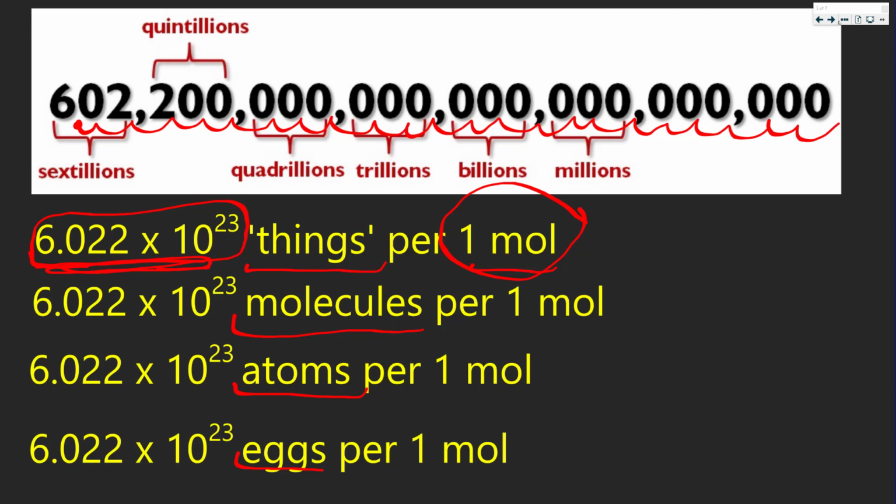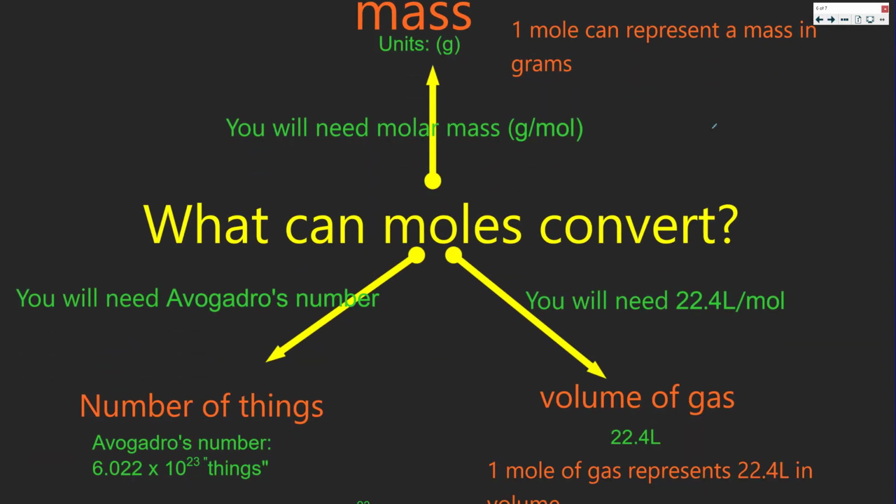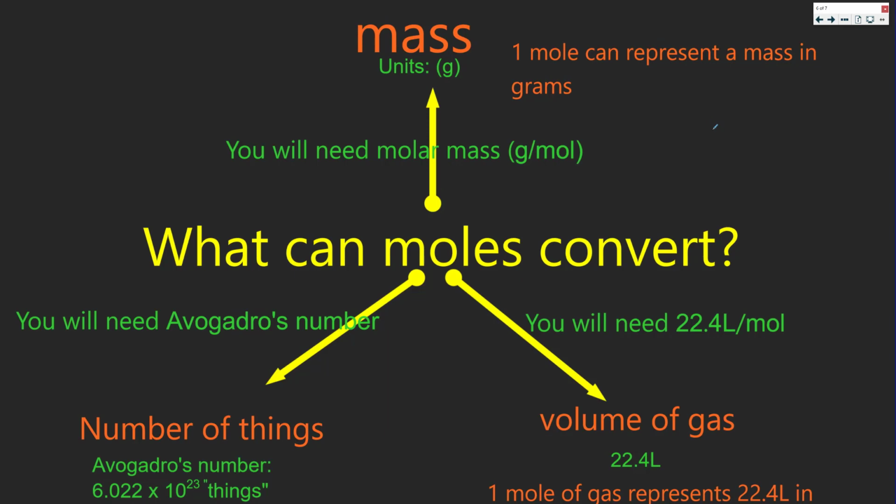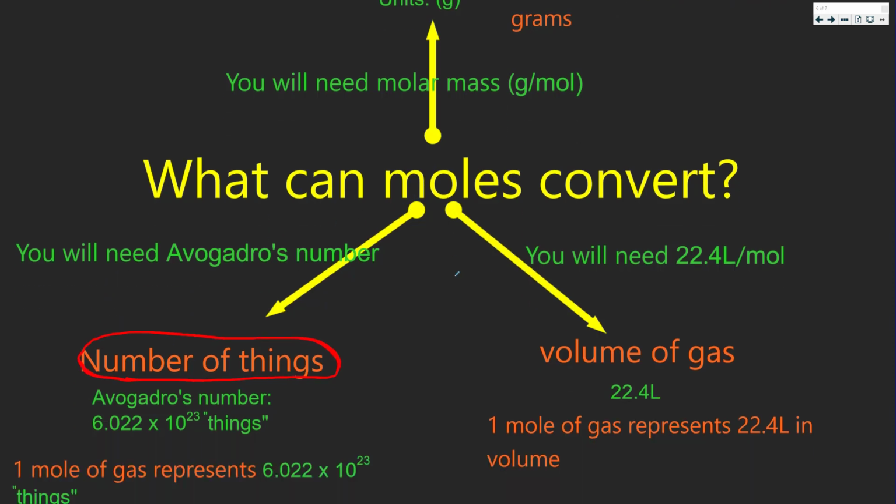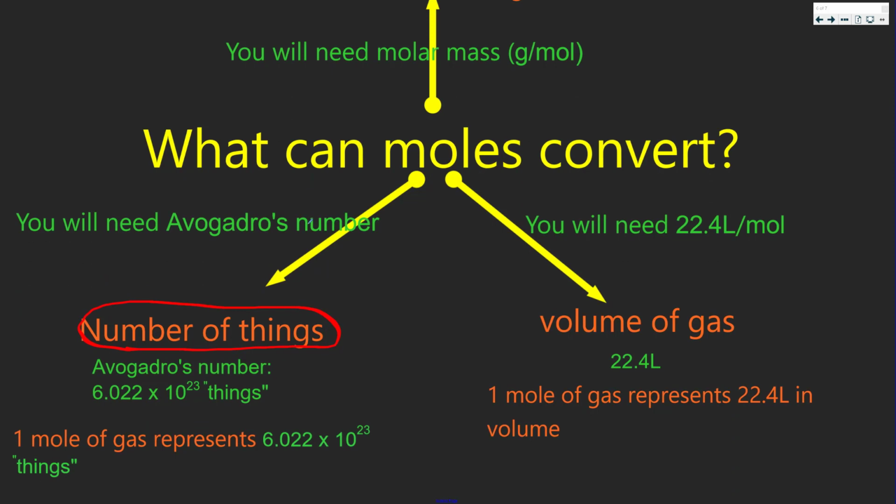So what can this mole do? Moles can convert in 3 ways. The first thing we have looked at is the number of things you can convert. If you have 1 mole of something, like you have 1 dozen of something, you know that you can have this many things. That's your Avogadro's number, so you can have 6.022 times 10 to the 23 things. So 1 mole of gas represents this number of things.